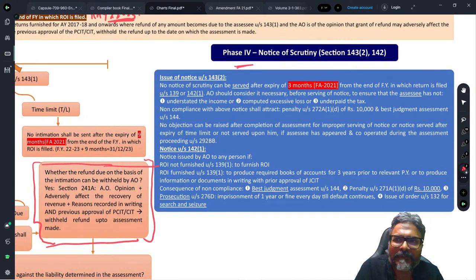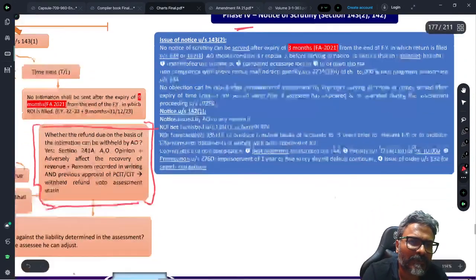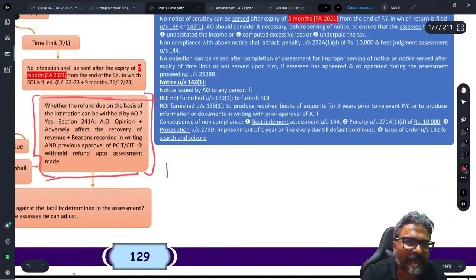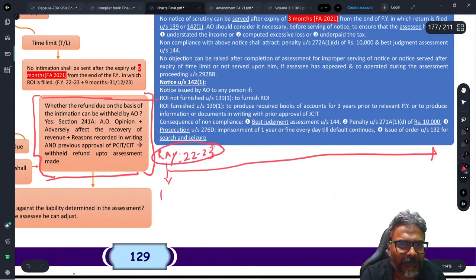First of all, students, the notice can be given to you. The moment the notice is given, the assessment begins. Always keep in mind this point, students. What happens is this: say the ROI for the relevant assessment year, say assessment year 22-23. So for the assessment year 22-23, the ROI would have been filed by the assessee.